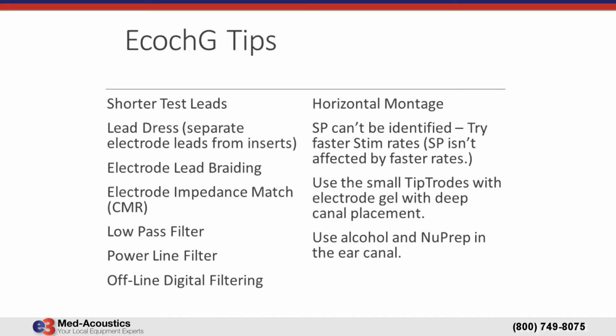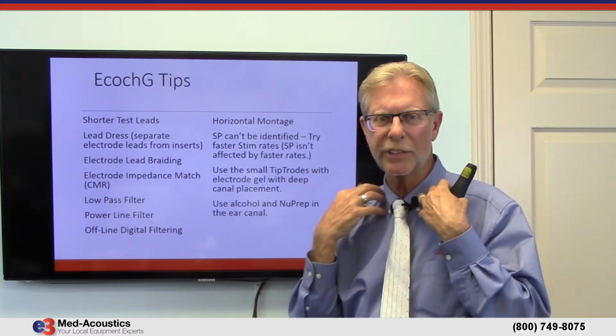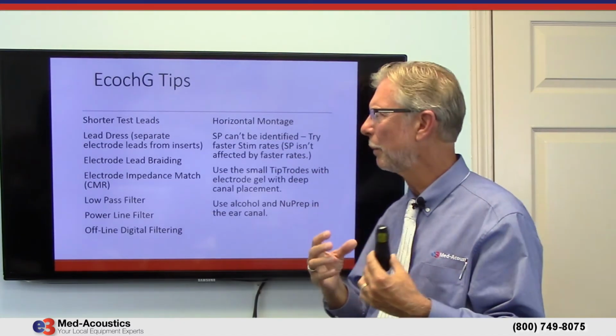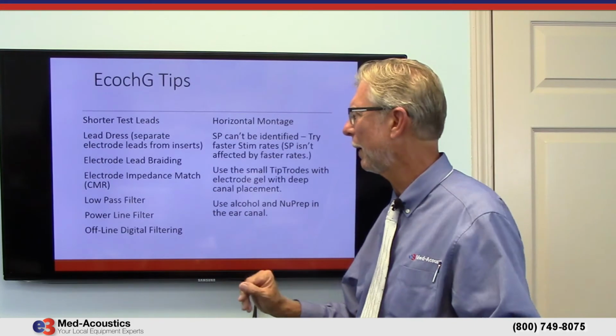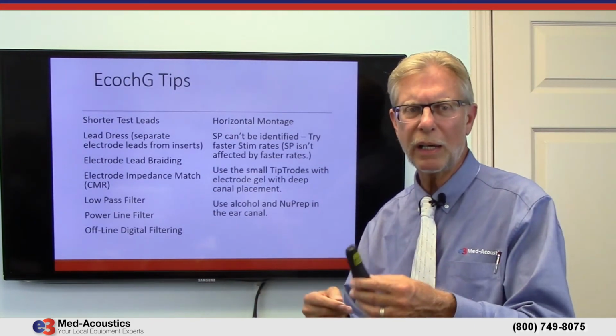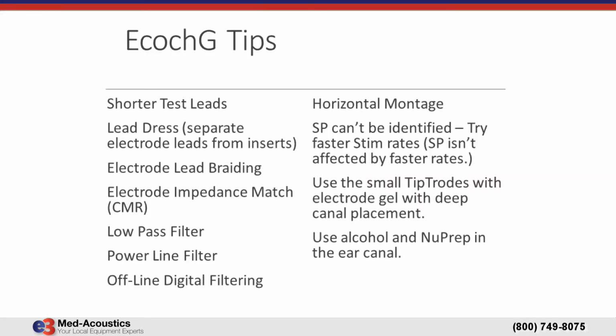It's also important to consider the lead dress, and by that I mean keeping the electrode leads separate from the insert receivers. Don't have them wrapped around or running across the inserts themselves when you have them clipped onto the patient's clothing. Just keep them separate so we're not picking up a stimulus artifact. If you have to use long electrode leads, like they're 42 inches or something like that, consider braiding them along with the ground electrode. All right? That acts as a type of shielding.